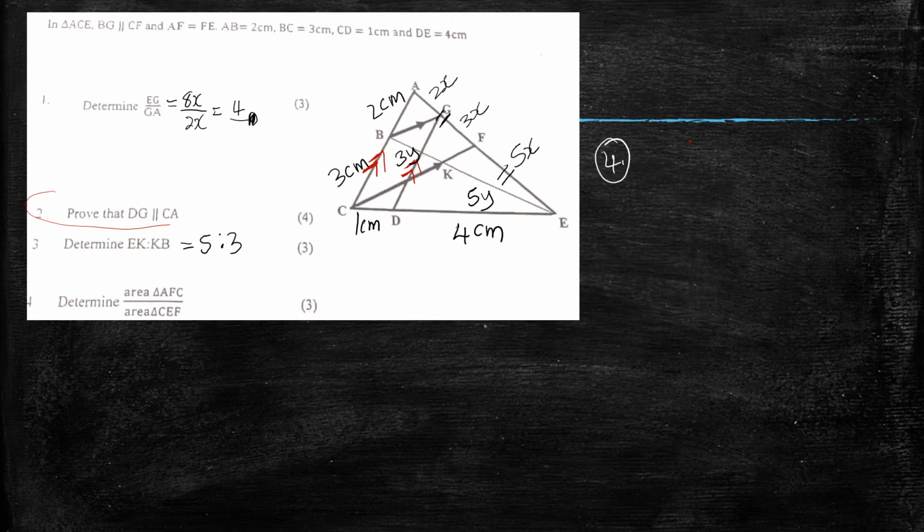Okay, number 4. This is quite a challenging question, but let's just get to it. You see, there's a "determine the area of triangle AFC." Let me highlight AFC in yellow. There it is. That is our AFC. And the area of triangle CEF, I'll just highlight it in blue. There it is. So they want us to get the ratio of the two areas, right? So of that triangle and that triangle.